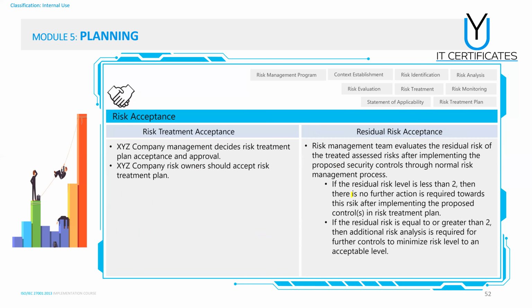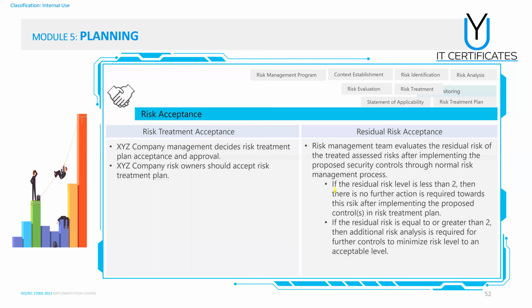As we mentioned in the risk acceptance, you have to accept the risk treatment plan and the residual risk. After we implement the controls, you have to evaluate the residual risk. If it's less than 2, then it will be accepted. If it's more than 2, then this means that you have to start with new controls or a new treatment option.